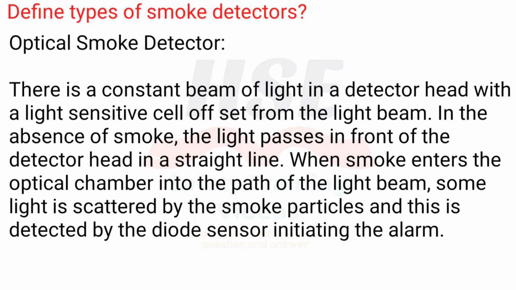Define types of smoke detectors. Optical smoke detector. There is a constant beam of light in a detector head with a light-sensitive cell offset from the light beam. In the absence of smoke, the light passes in front of the detector head in a straight line. When smoke enters the optical chamber into the path of the light beam, some light is scattered by the smoke particles, and this is detected by the diode sensor initiating the alarm.